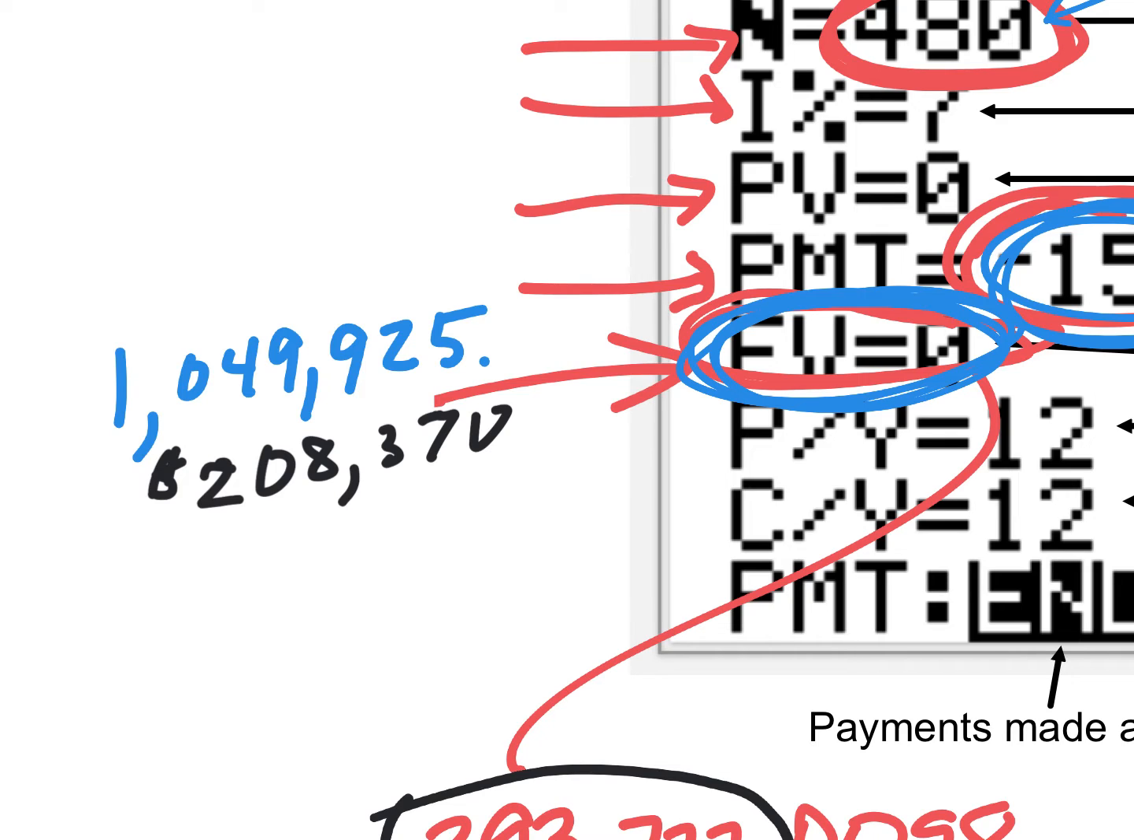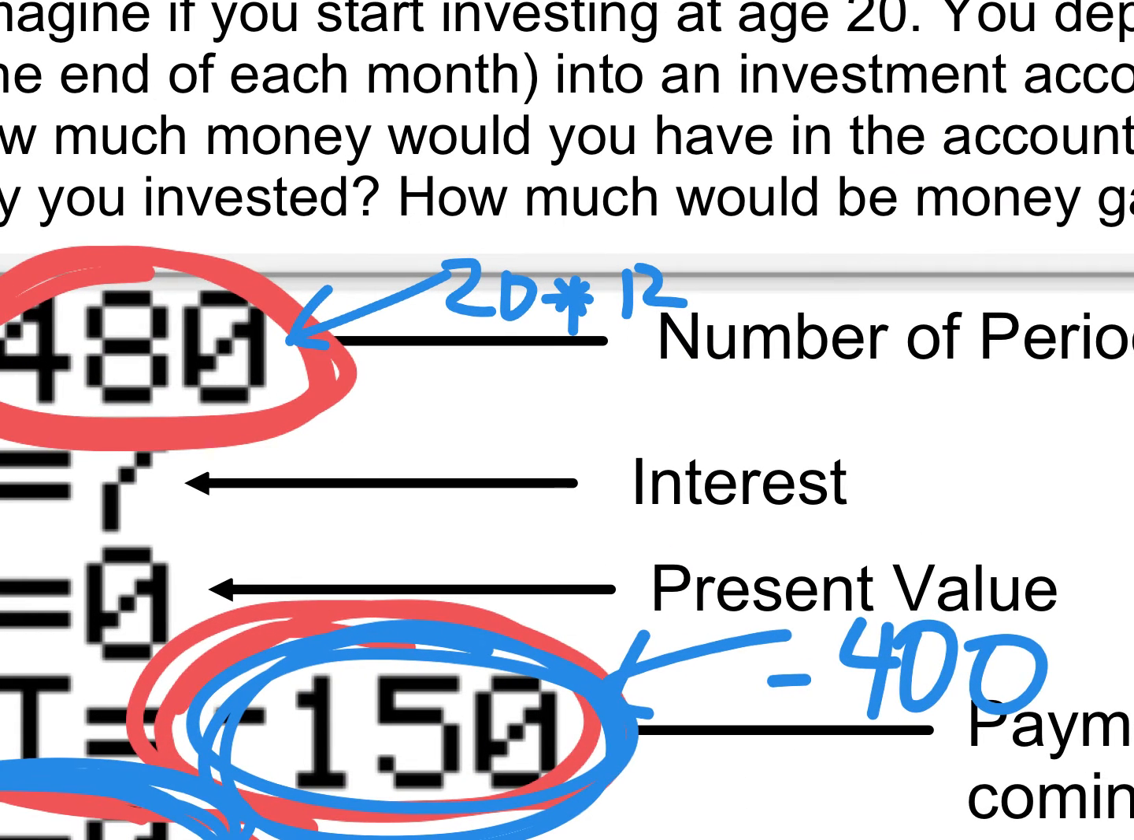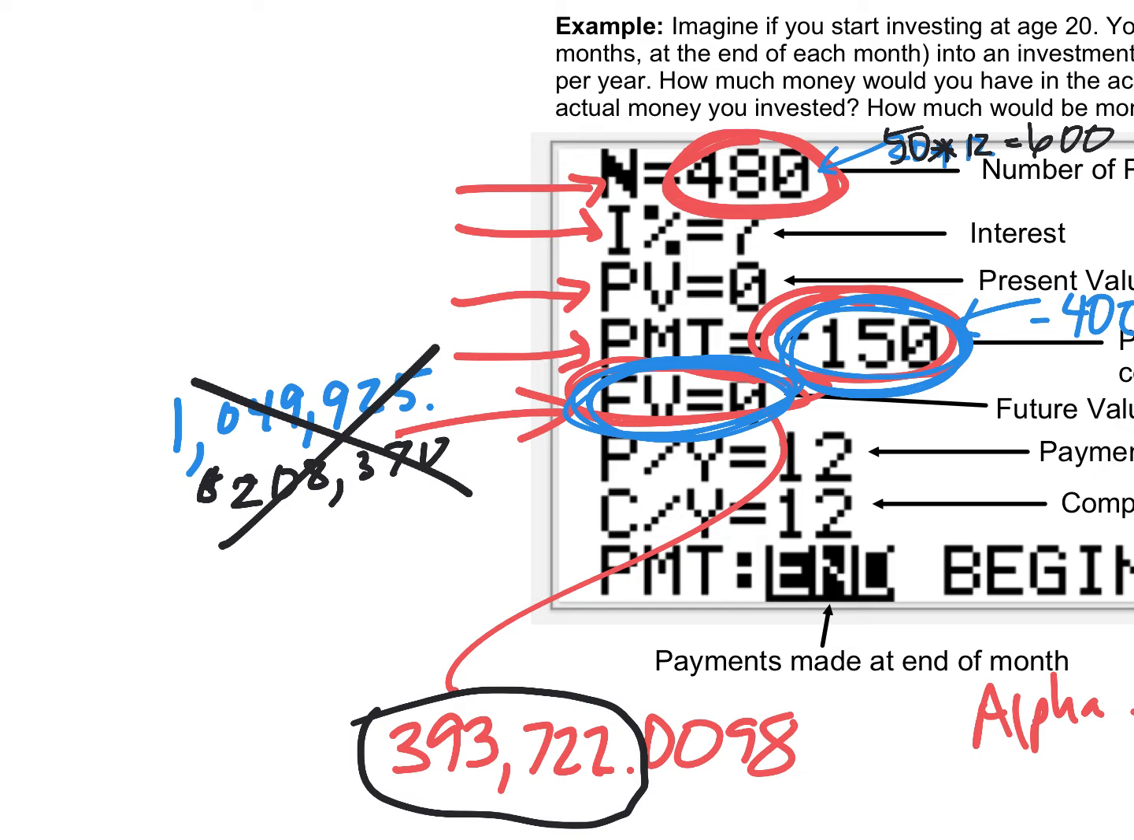So you might be thinking, well, then what if we did even more time than normal? Everybody go to 50 years from now, which is when you will be about 65. Change the 20 to a 50 times 12. What is that, 600? Okay, and then alpha solve again. How much you got now?